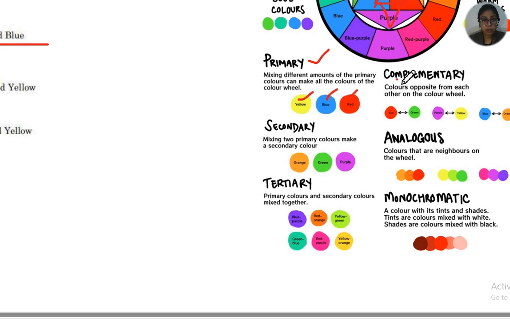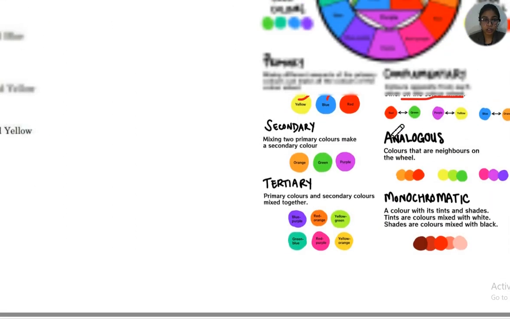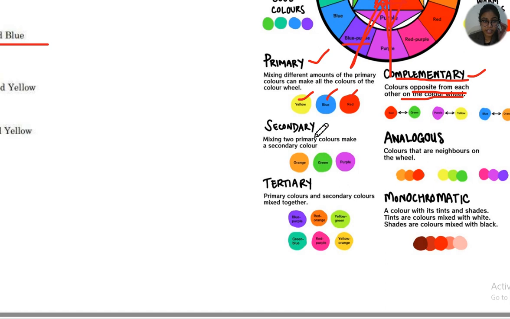Next you get complementary: the colors opposite from each other on the color wheel. Colors which lie opposite to each other. Suppose these two colors are opposite, yellow, orange and blue, purple. They are completely opposite to each other. Here you have your yellow and purple. They are opposite to each other. When two colors lie at an angle of 180 degrees, you can also say that will be your complementary color. Secondary, as you have seen, is obtained by combining two primary colors.